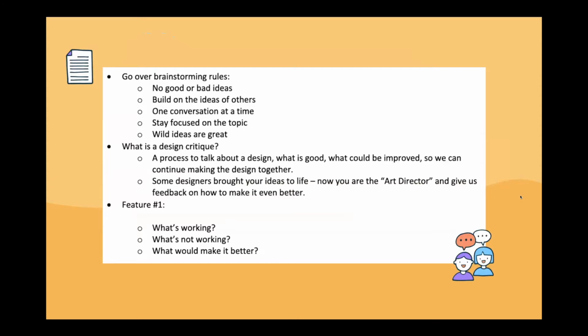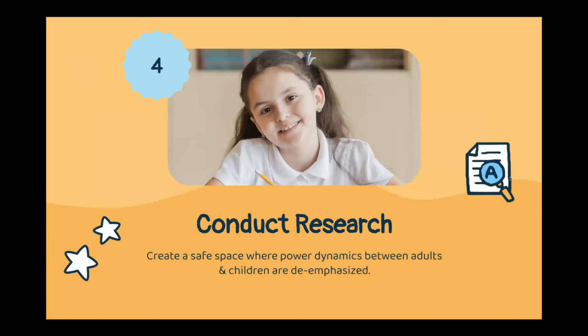So this is just a snippet of a protocol for the co-design workshop. We established some brainstorming rules. We talked about what a design critique was. They were given the role of art director to give us feedback on these screens. And then some very direct, simple questions. There were a couple of different features, so I didn't copy and paste all of them, but for this feature, what's working, what's not working, and what would make it better. So really direct, really simple things that they were excited to answer and knew that there wasn't a right answer there.